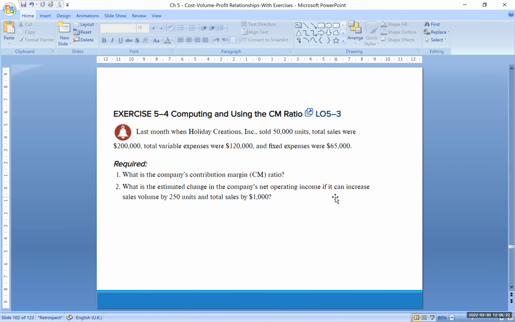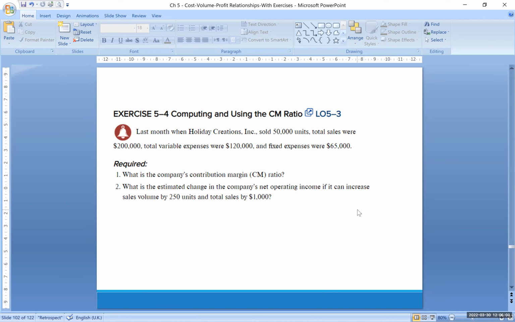Now, we need to estimate the change in the net operating income if we change the sales dollar amount by $1,000 or 250 units. We have two ways to get the answer for question number two. We have a shortcut method, or we can prepare the income statement for the new sales volume. Okay, I will start with the shortcut.